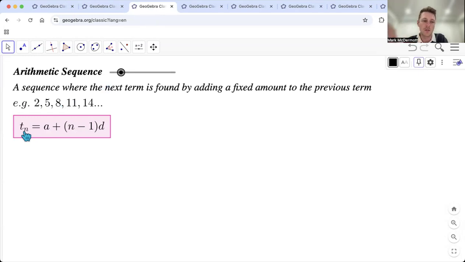So what we would say is this: we can actually define what's called the nth rule for the arithmetic sequence. If we define the nth rule, we'd say, all right, we take this first term, we're going to call this first term A. So A is the first term.